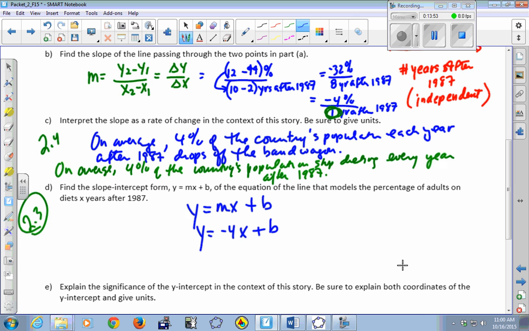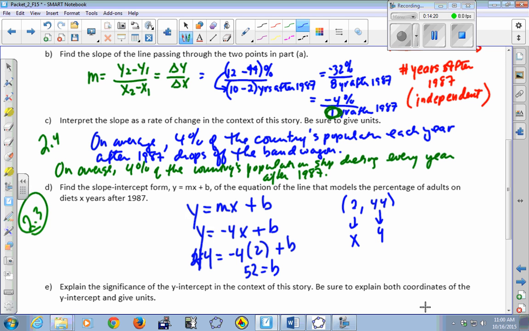(2, 44), is that right? And (10, 12). Doesn't matter. I'm just going to pick (2, 44) just for the heck of it. This is my y value. This is my x. I put 44 in for y. And when y is 44, x happens to be 2. And now I solve that equation. I add 8 to both sides, and there's my b value. So now you just have to remember to put all your information together. There's one more step, to write this equation in slope-intercept form to look like this. All right? So that's slope-intercept form.